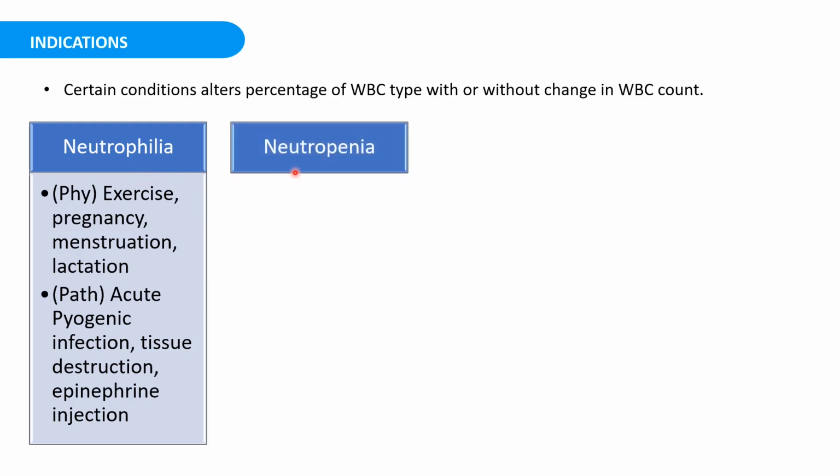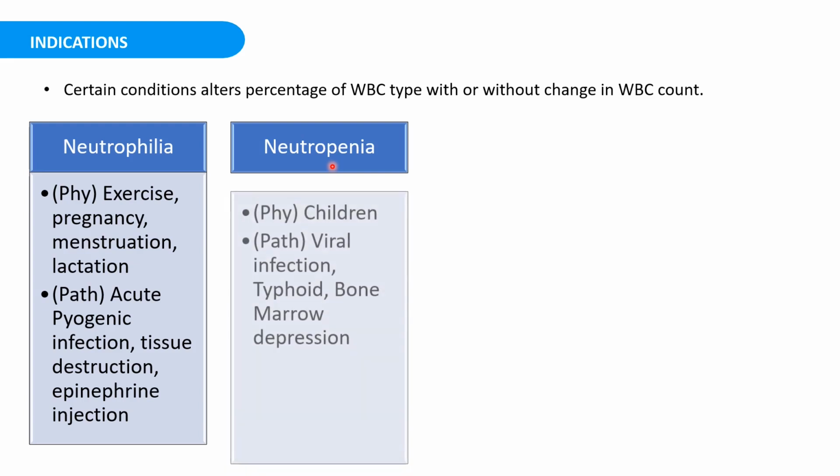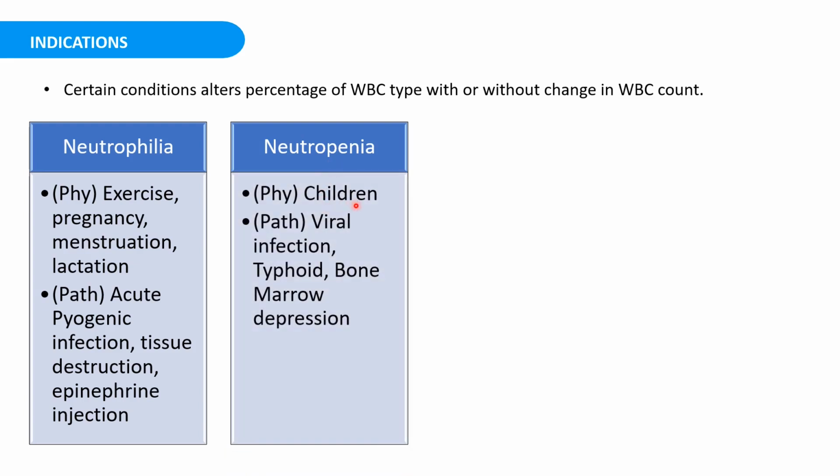Now what is neutropenia? Wherever the term penia is used, that means there is a decrease in the neutrophil count or any WBC count. Neutropenia means decrease in neutrophil count, so the percentage of neutrophils will decrease compared to others. Physiologically it is found in children. Children naturally have a decrease in neutrophil count.